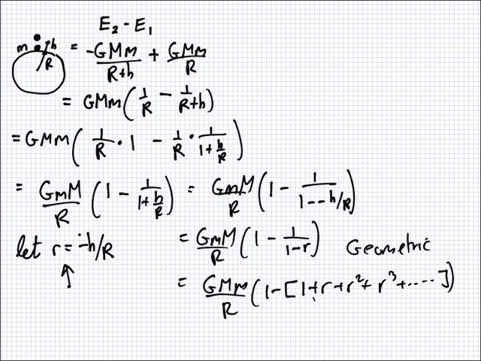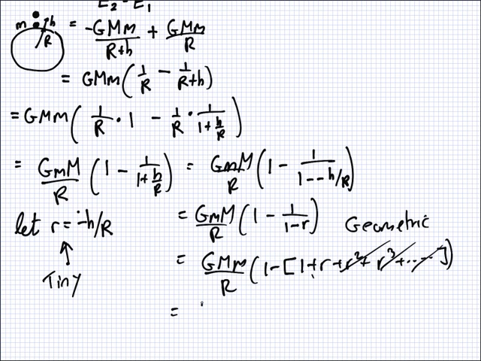Think about this. If this H is 1 meter and this R is 6,000 kilometers, then this would be absolutely tiny, wouldn't it? So then if r is tiny, what about r squared? Yeah, so much so that we can probably safely ignore the rest of that series. So that will be GMm over R. 1 minus 1 cancels and you're left with just r. Okay, but what did we say r was? Oh, sorry, that's minus r, isn't it? What did we say r was? Minus H over R, didn't we? So that's GMm H over R.